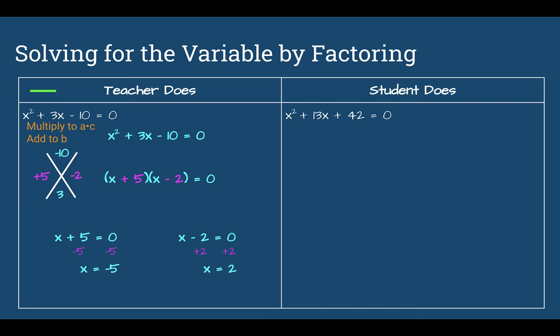If you plug in negative 5 for x, it comes out to be equal to 0. If you plug in 2 for x into your original equation, it comes out equal to 0. We could also check with Desmos, typing in our original function and seeing, does the graph cross the x-axis at negative 5 and positive 2? Yes, it does. So those are our zeros.